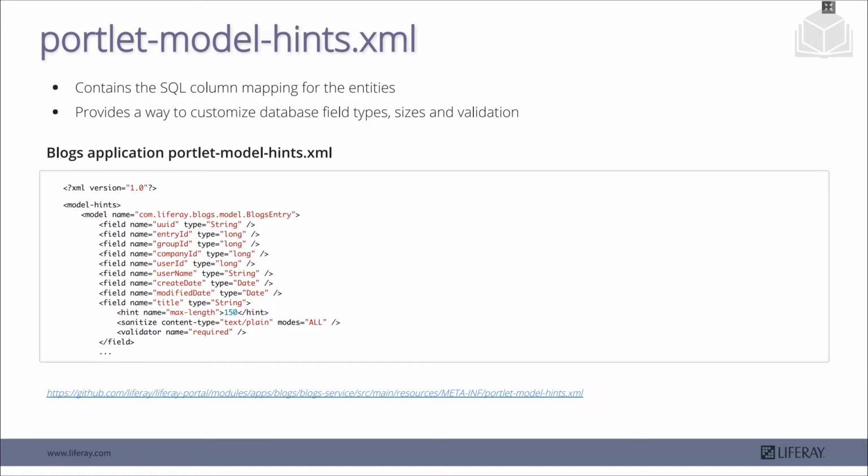But maybe we don't want our end user just to hold down the H key and have it span hundreds, maybe thousands of characters, right? So in this situation, we're saying the maximum length of this field is going to be 150 characters. So you can do things like that. You can say, oh, instead of single line, maybe I want a text area instead. Portlet-model-hints allows us to have those types of configurations.